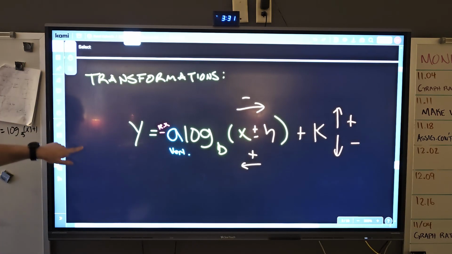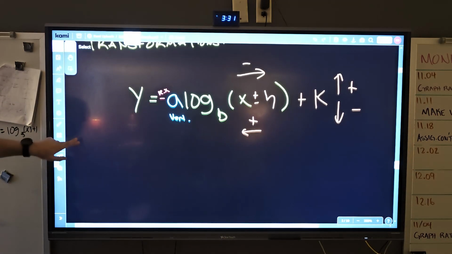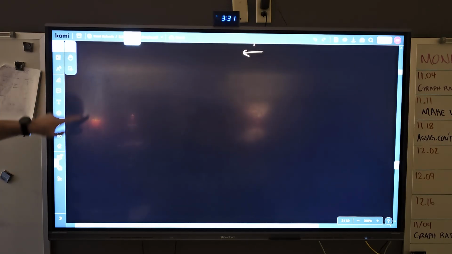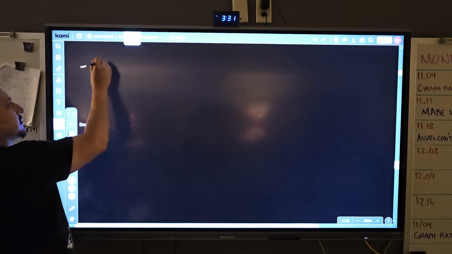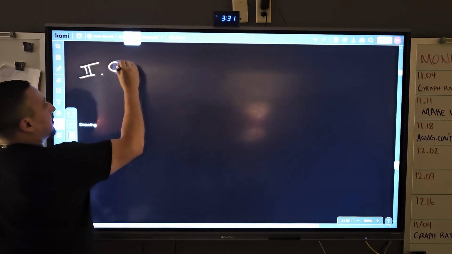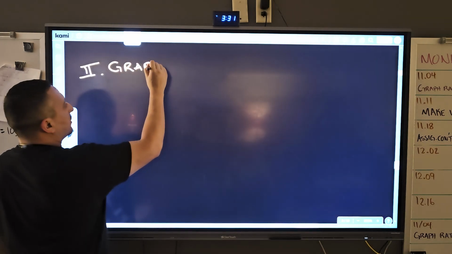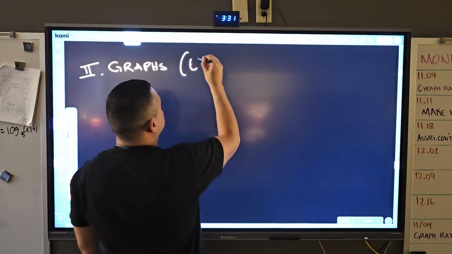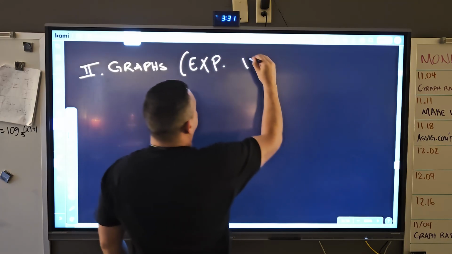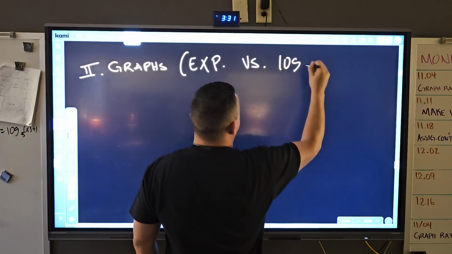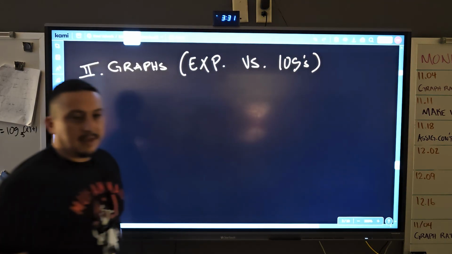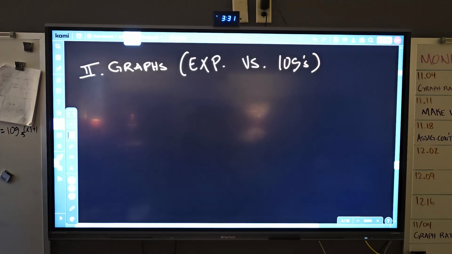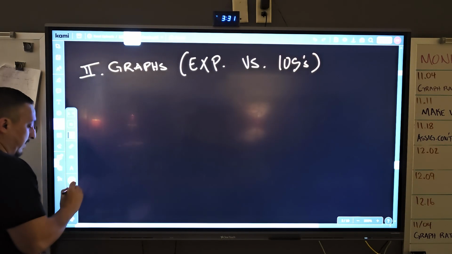Okay, now we get to the important part here. I want to do the graphs. Okay, so part 2, graphs. More specifically, I want to do exponential versus logs. If you know one, you know the other, because they're opposites of each other. Okay, so here we go.